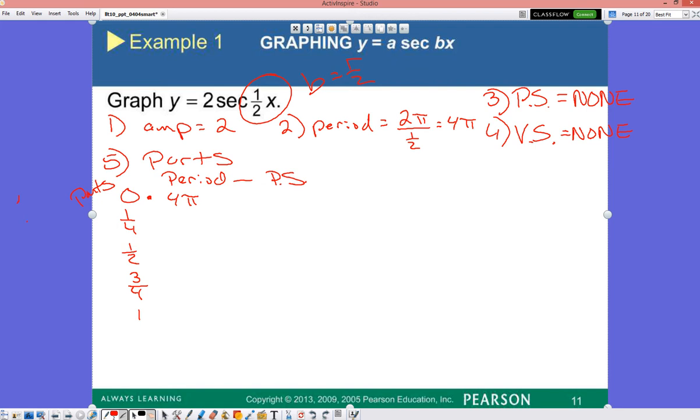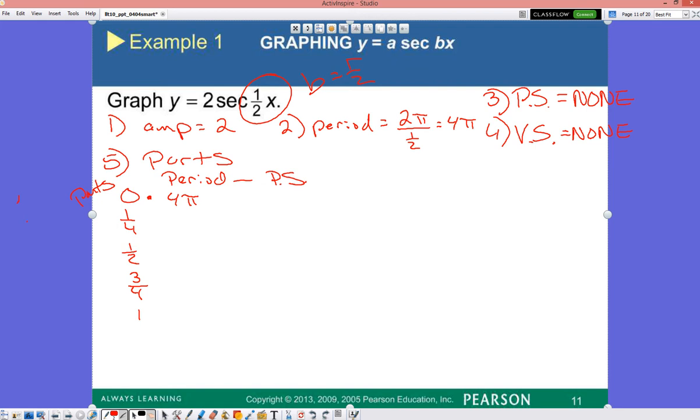Okay, so now, does this have a parentheses? No. So inside the parentheses, that would be moving left and right. This one doesn't have it. And then vertical shift would be a 1 or something plus this function. That's my vertical shift, but we don't have one there.